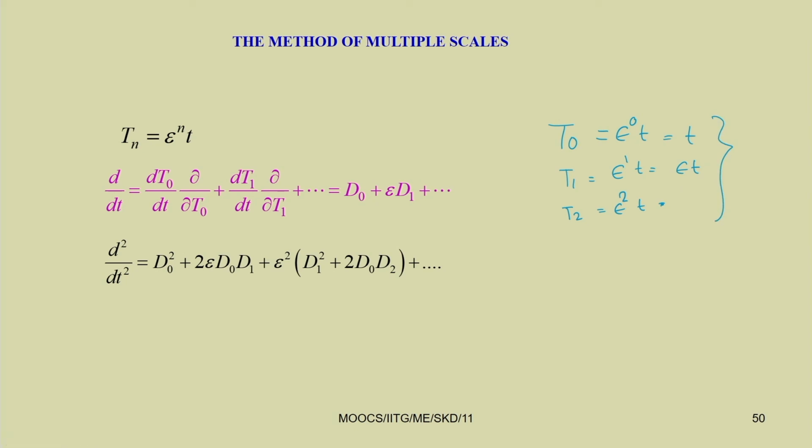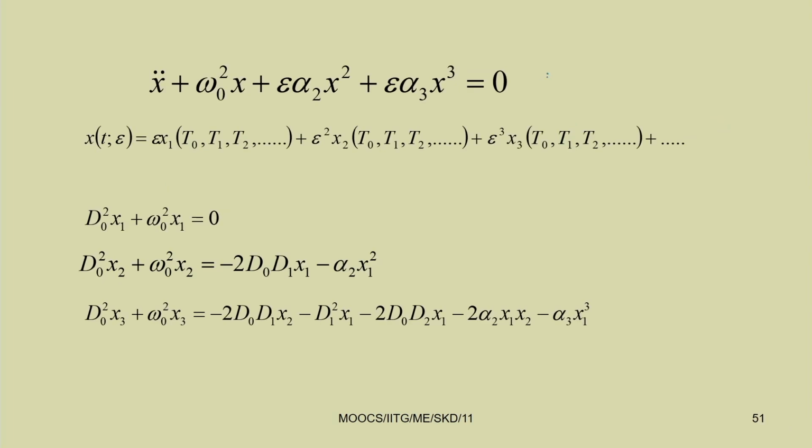By using different time scales like T 0, T 1, T 2, similar to our hour hand, minute hand and second hand, we can write down the first derivative and second derivative and substitute all those things in the governing equation of motion, also expanding the primary variable. For example, in the case of the Duffing equation with quadratic and cubic nonlinearity, we have expanded x equal to epsilon x 1 plus epsilon square x 2 plus epsilon cube x 3, where x 1, x 2, x 3 we have taken as different time scales.